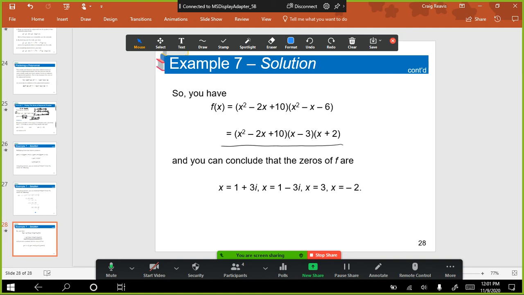Biggest thing, remember, if you have a complex 0, its conjugate is also a 0. They come in pairs. Okay? So what they'll be doing is giving you one of the complex zeros. You have to know that the other one's there, and you want to multiply them together in their factored form so you know what to divide out.